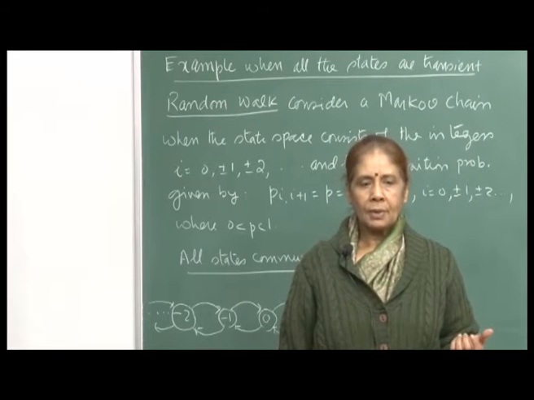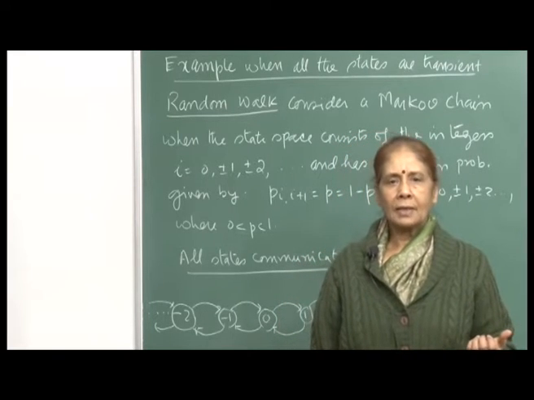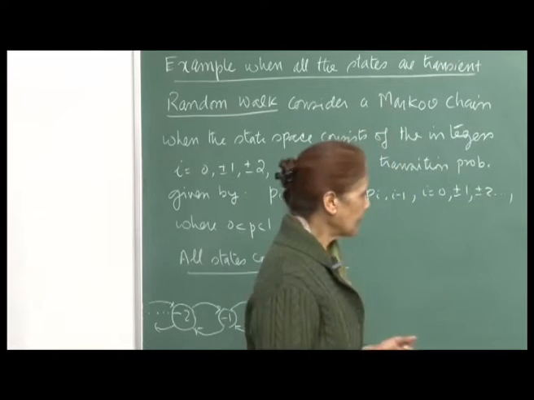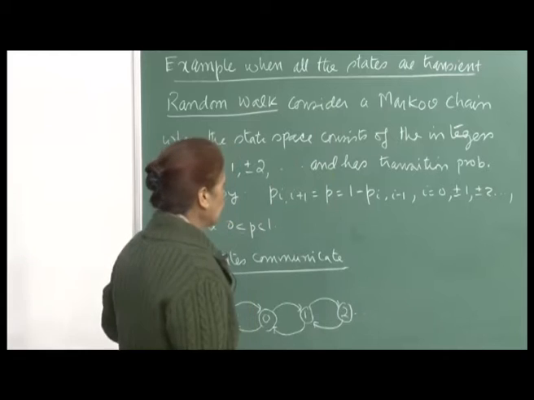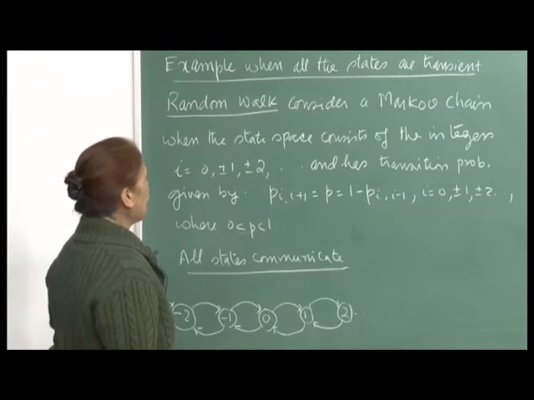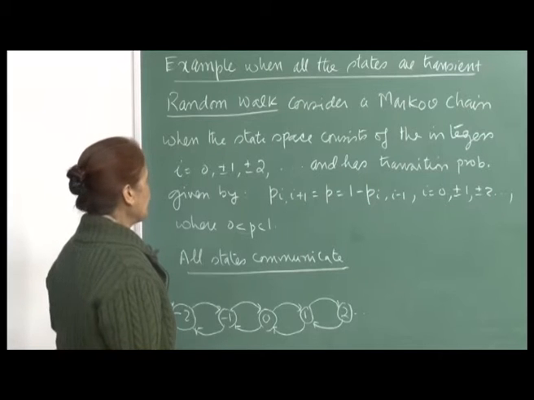and so I said I will give you an example that when the number of states is infinite, it is possible that all states of the process may be transient. And this is what we want to talk about today, giving you an example when all the states are transient.